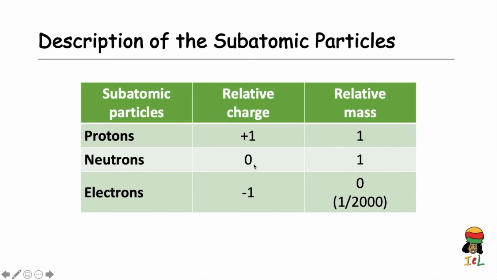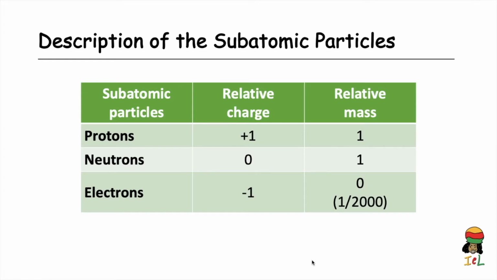Neutrons have no charge, that's 0, and of course, they also contribute to the mass of the atom, and so they have a relative mass of 1. And the third subatomic particle is the electron. And as we know, electrons rotate at very high speed on electron shells around the nucleus of the atom. Now, each electron has a relative charge of -1. And of course, because their mass is negligible, the relative mass assigned to each electron is 0.